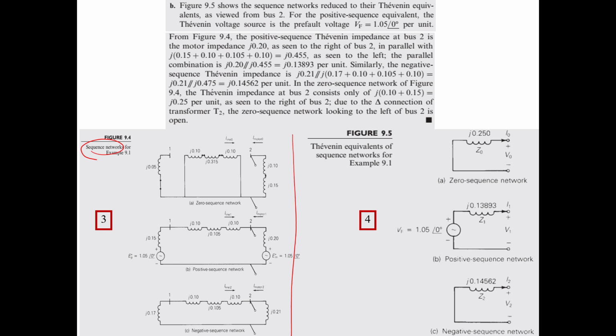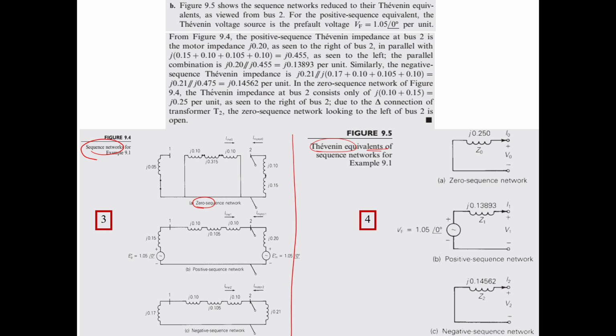Okay, now you see that for zero sequence in this case, there is no voltage source. So in your Thevenin equivalence, there is no voltage source. You have just the impedance, purely impedance. But in this case, since there is no resistance, you have just purely reactance.